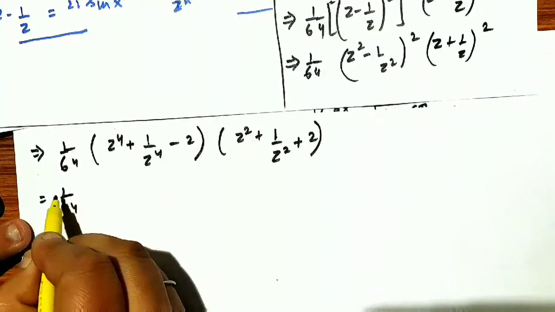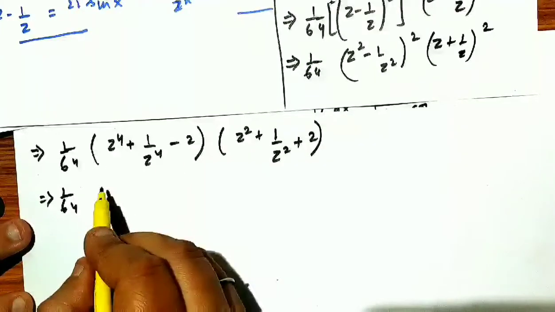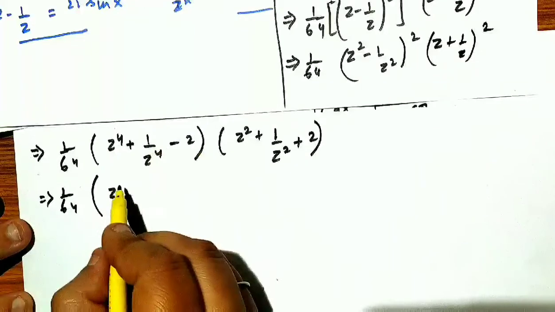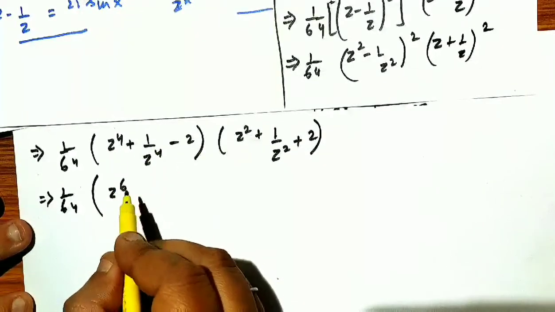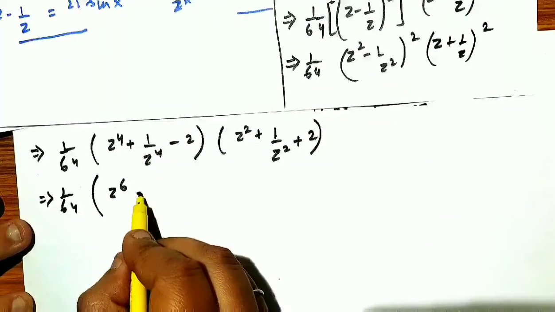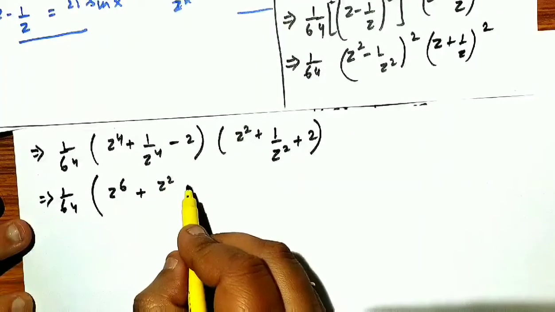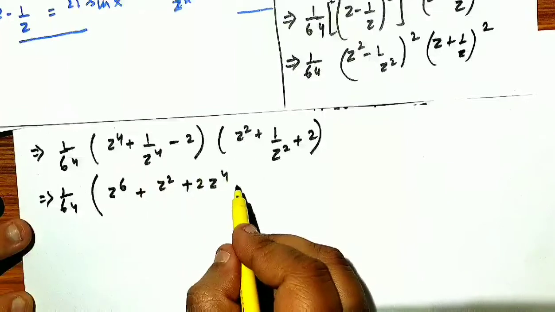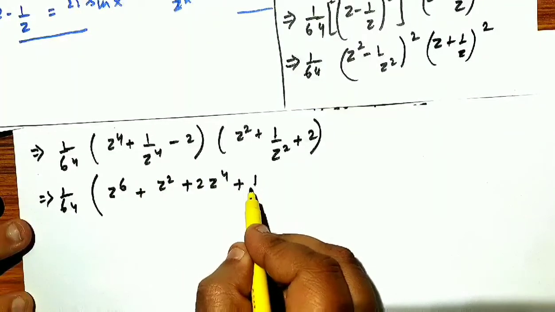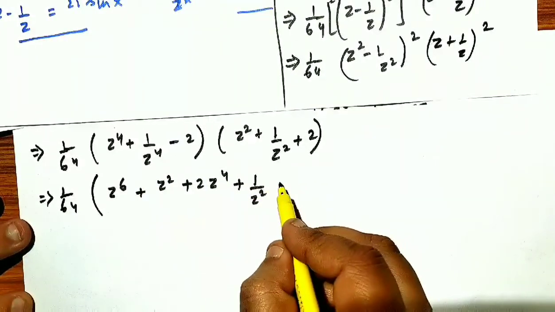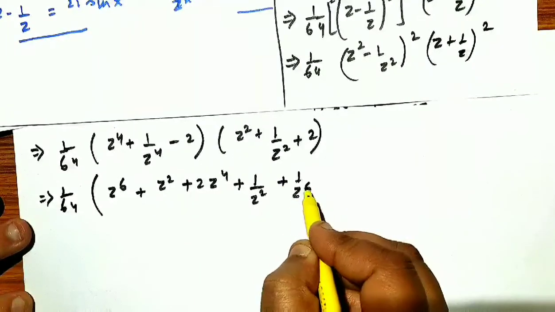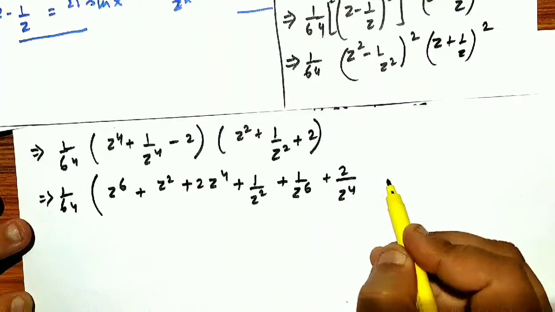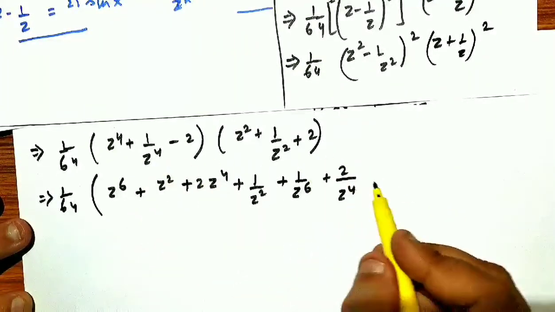So 1 by 64, we will multiply, that will give you z to the power 4 plus 4 and z square, that will give you z to the power 6, and this will give you z square and plus 2 z to the power 4. Now 1 by z square times z to the power 4 will give you 1 over z square, and this will give you 1 over z to the power 6, and 2 divided by z to the power 4, and this will be 2.